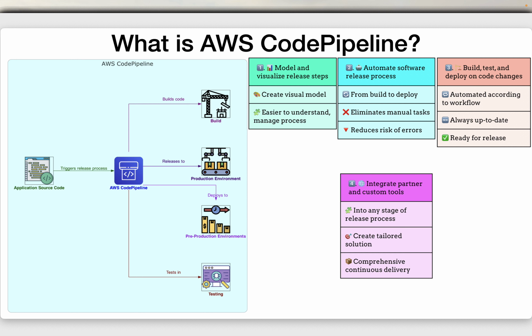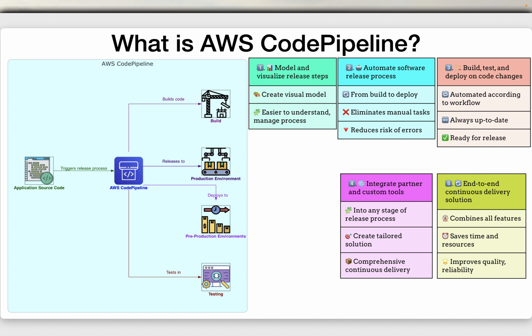You can easily integrate various partner tools and your own custom tools into any stage of the release process, allowing you to create a tailored and comprehensive continuous delivery solution. By combining all the features mentioned above, AWS Code Pipeline provides a complete end-to-end continuous delivery solution that streamlines your software release process, saving time and resources while improving the quality and reliability of your software.